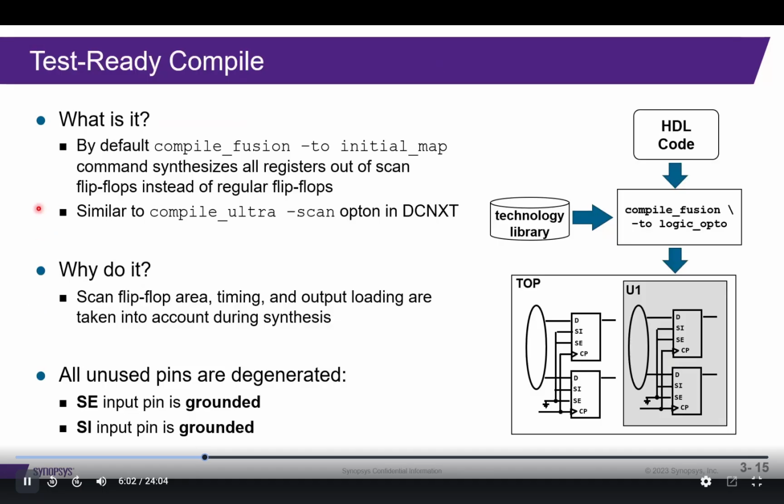What is test-ready compile? By default, compile_fusion to the initial map step synthesizes all registers out of the scan flops instead of regular flip-flops. This is similar to the compile_ultra -scan option in DC NXT. The benefit of doing it this way is such that the scan flop area, timing, and output loading are taken into account during synthesis. For all the scan registers that have been mapped in the design, the scan enable input pin as well as scan in input pin are grounded.